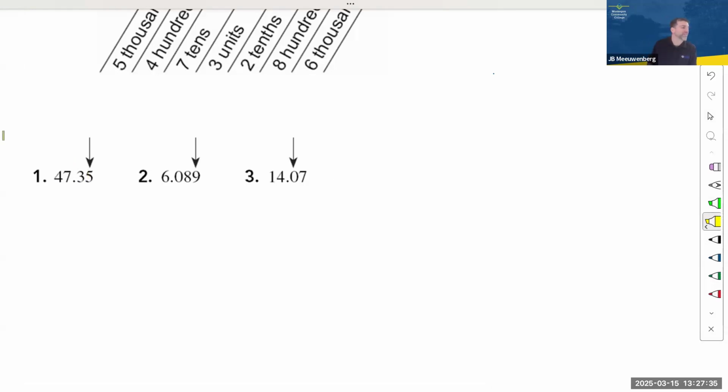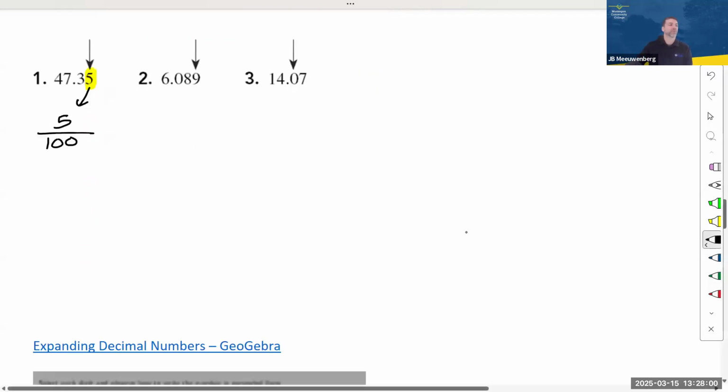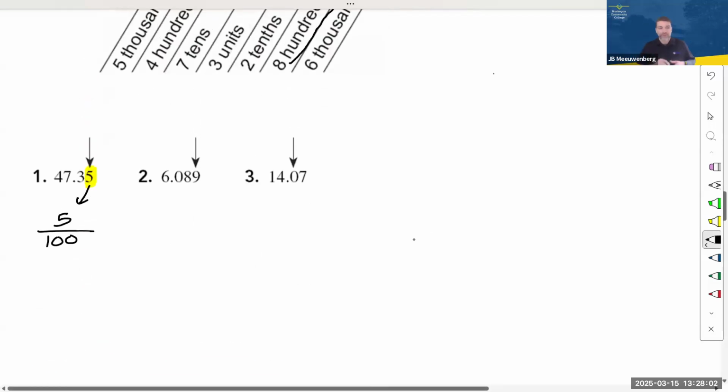And so when we look at this 5 here, it's indicated in this first one, the value of that number is 5 over 100 because it's in that hundredths place. If we think about that chart that I just showed you up here, it's in that position right there. It's in the hundredths place. So take a moment and just do that same thing with those next two values.